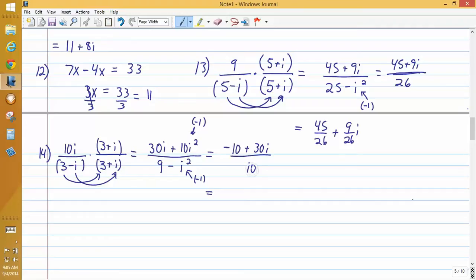Now let's break this thing up using term-wise division. So it's going to be negative 10 over 10 plus 30 over 10 times i. Now let's simplify the fractions. That's going to be negative 1 plus 3i.